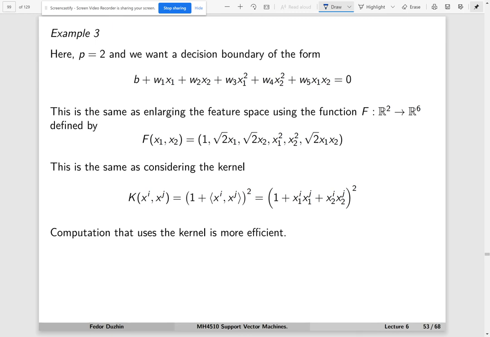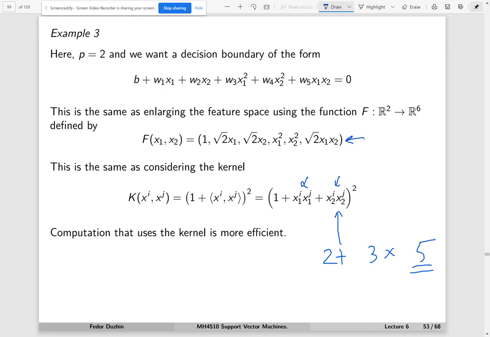Why is this so? Because if you look at how many operations we actually compute for this kernel, we are going to have two plus signs, two products, and one square, and a square is the same as a product. So I have three multiplications and two additions. So overall, I have 5 elementary operations.